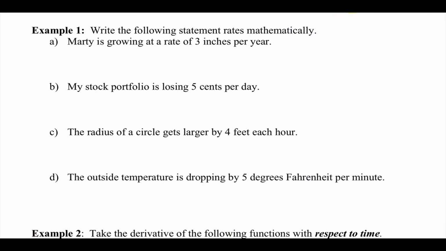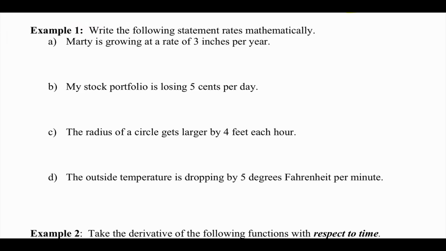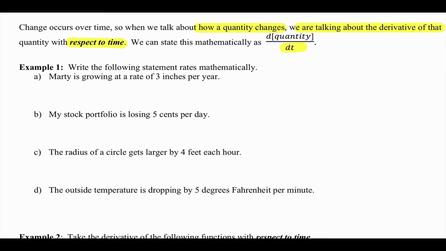So the first rate: Marty is growing at a rate of 3 inches per year. Okay, so what we have to do is fill this in. We know it's over time because it's a rate, so dt is going to go on the bottom. What is the quantity for this guy? It's going to be inches, right? And it's 3.